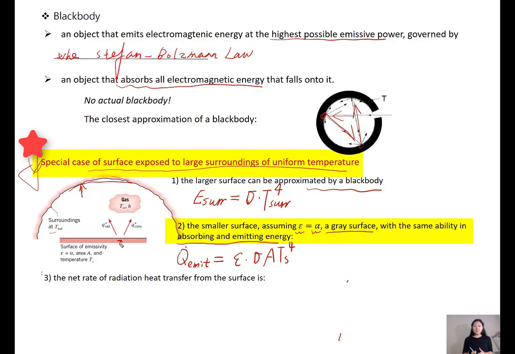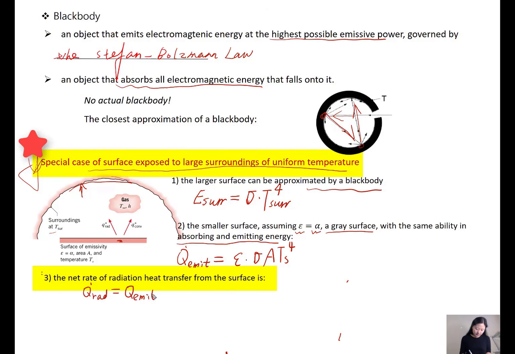Now we can apply energy balance onto this smaller surface. Remember, we need to consider both parts, the outgoing part and the incoming part. So it emits energy, so it loses energy. In the meantime, it also absorbs energy by absorption. The emitted part is epsilon sigma A Ts to the power of 4.